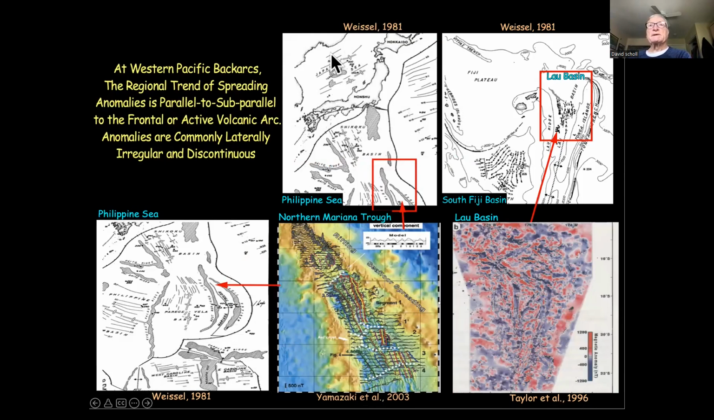So here is the East Sea of Japan. Anomalies, such as they are, are roughly parallel to the Japan continental crust. Here in the East Philippine Sea, anomalies through here are roughly parallel. Lau Basin, roughly parallel, but irregular. So the magnetic anomalies that had formed in the back arc, at any rate, were irregular, discontinuous, not very bold.